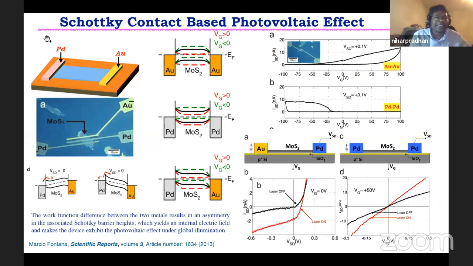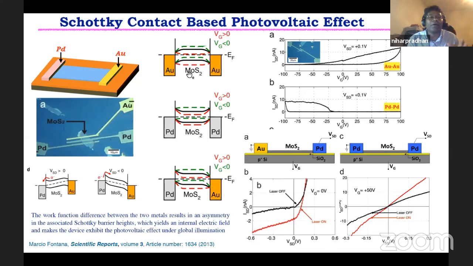So in this case, you see that this is the Schottky contact based photovoltaic effect. What they did is, you see the MoS2 material, and they use gold as one of the contacts and palladium, so there are two contacts. Using gold and palladium and measuring the photovoltaic effect between them, they can actually tune the bands.